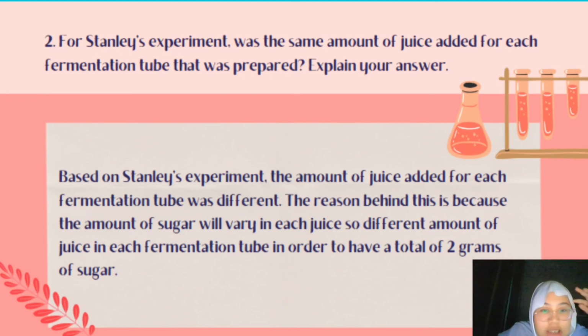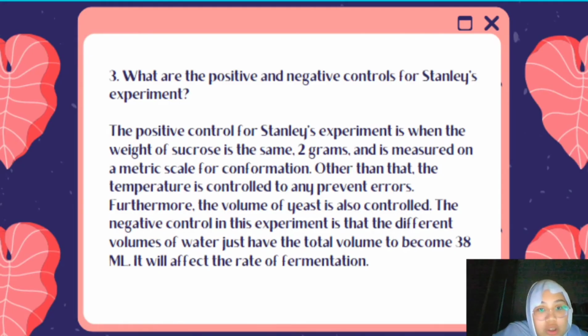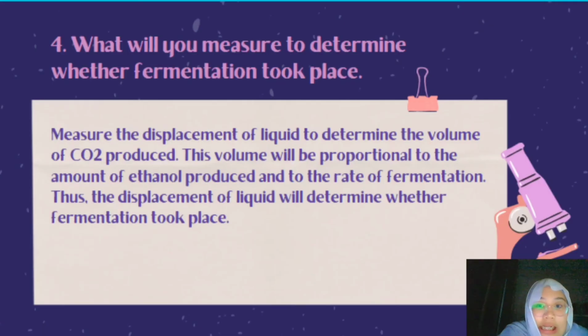Based on Stanley's experiment that I have learned, the amount of juice added for each fermentation tube was different. The reason behind this is because the amount of sugar will vary in each juice, so different amounts of juice are used in each fermentation tube in order to have a total of 2 grams of sugar. The positive control for Stanley's experiment is when the weight of sucrose is the same. The negative control is the experiment with different volumes of water. I would measure the displacement of liquid to determine the volume of carbon dioxide produced.